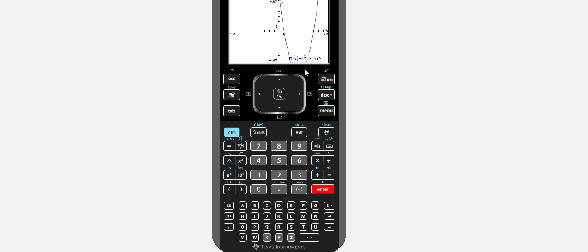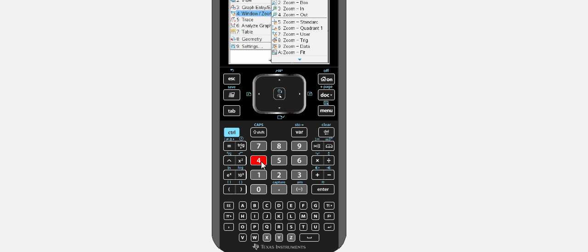So I'm going to need to extend my viewing window, and I'm going to do that by going into menu, and I want to hit choice 4, which is window or zoom. I could zoom out, but I like to set my own window settings, so I'm going to go to choice 1. I like the minimum and maximum for the x to be -10 to 10. I'm actually going to come down here for the y's and make the y minimum -10 and the y maximum 10. This doesn't always give us a nice viewing window, but for the most part now we can see that entire parabola.